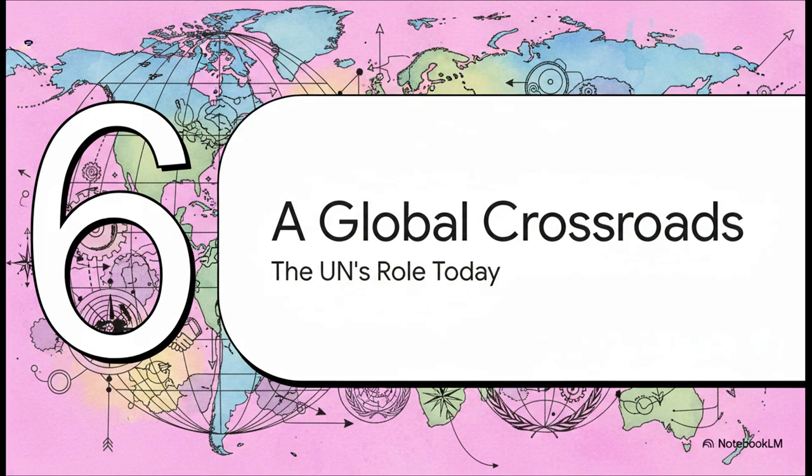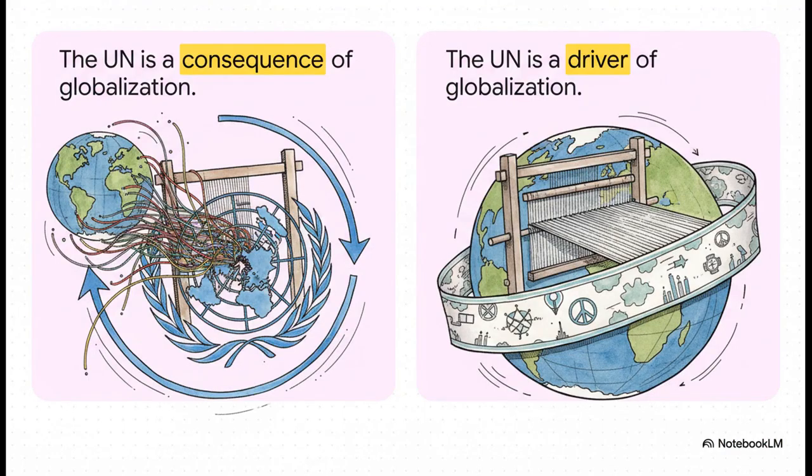So all of this brings us back to our big question. In our deeply interconnected, globalized world, where does this incredibly powerful and yet often very flawed organization actually fit in? It's really a fascinating two-way street. On one hand, the UN exists because of globalization. I mean, a world this connected just needs a place to manage itself. But at the same time, the UN is a driver of globalization. By creating international rules and norms for everything from trade to human rights, it's actively weaving our world even tighter together.